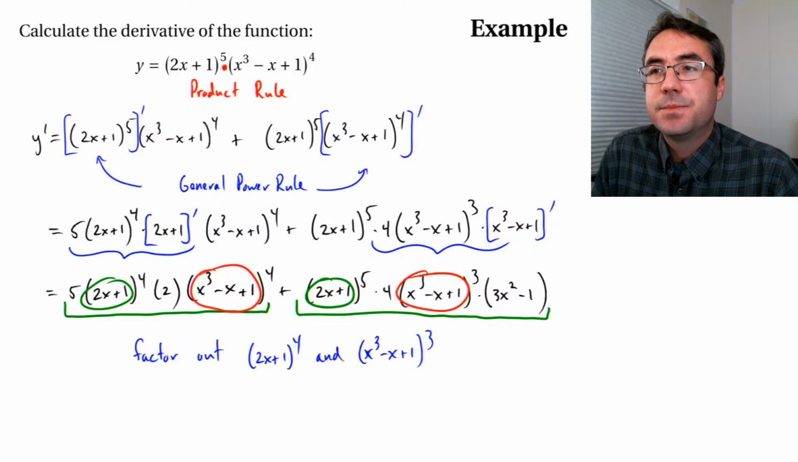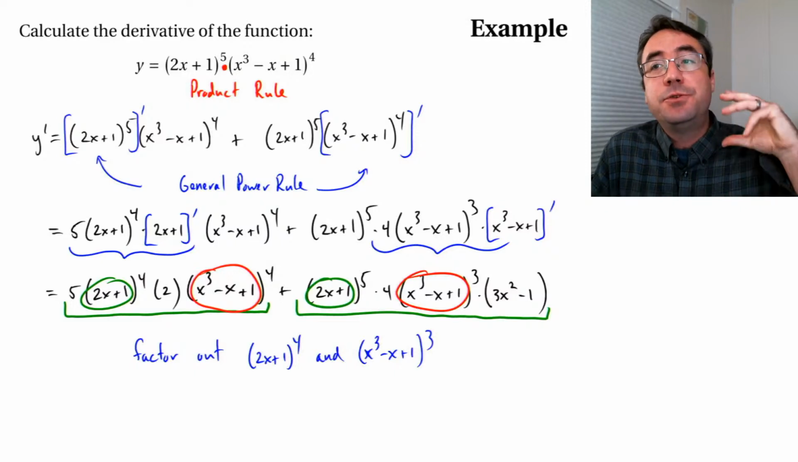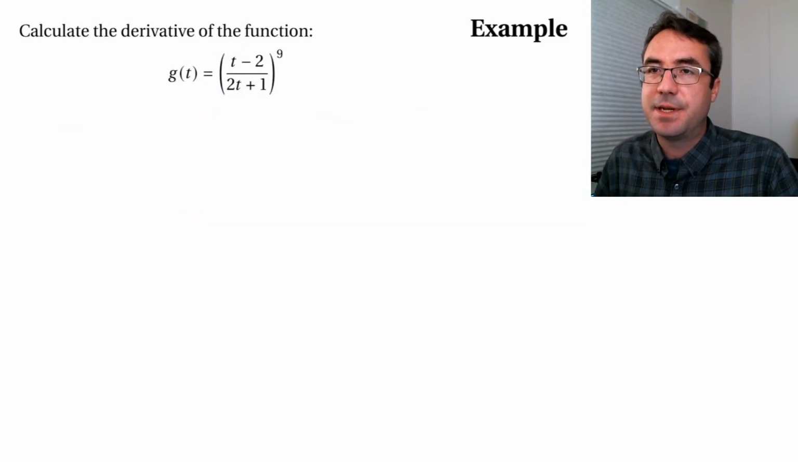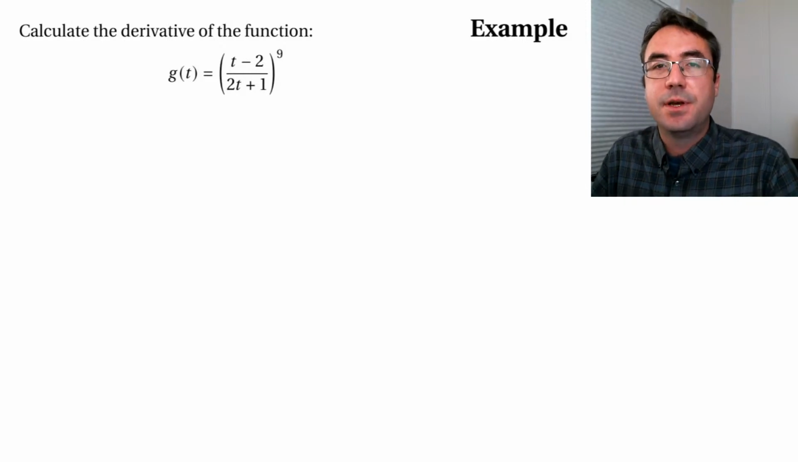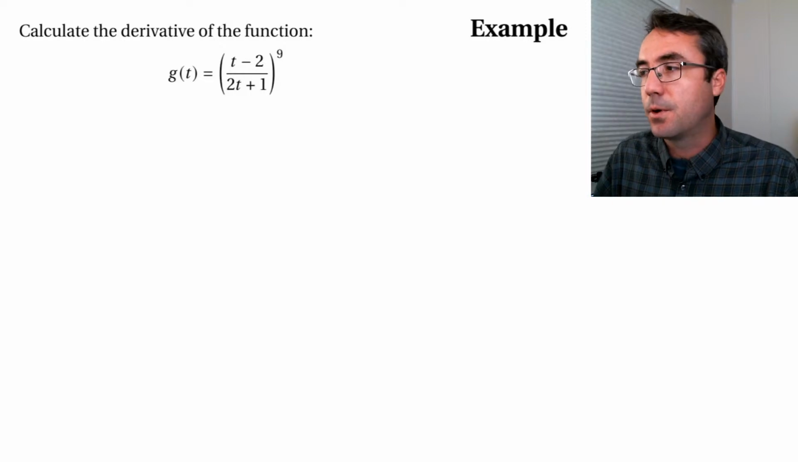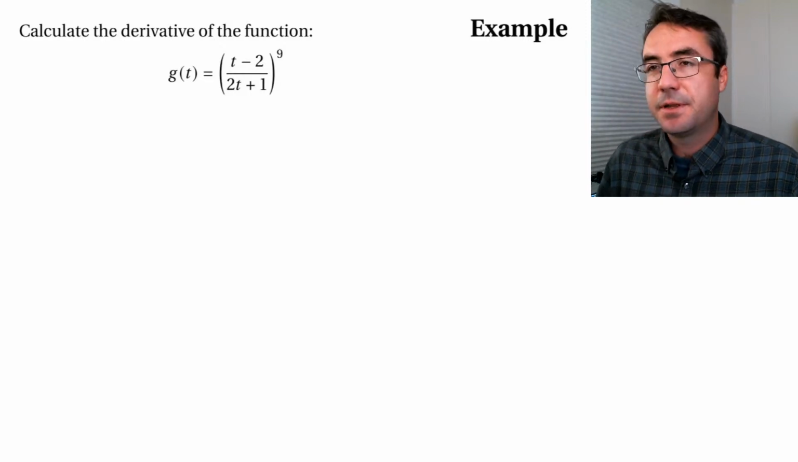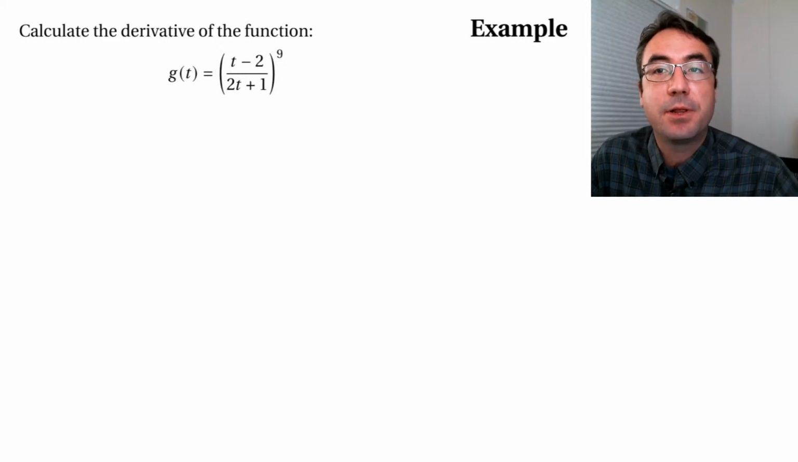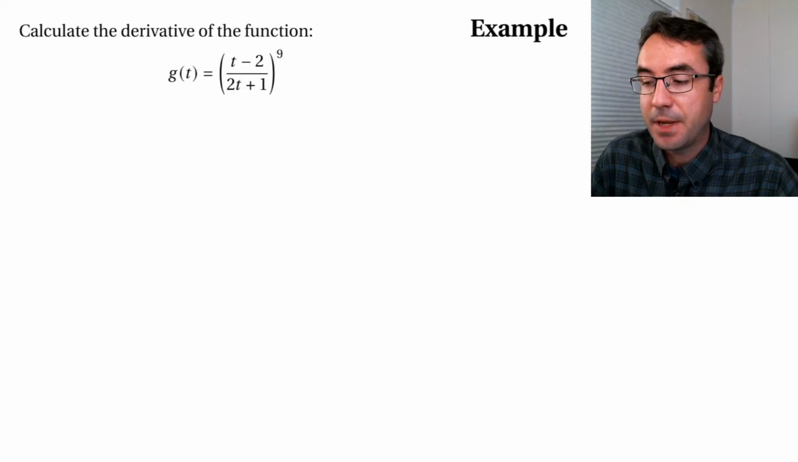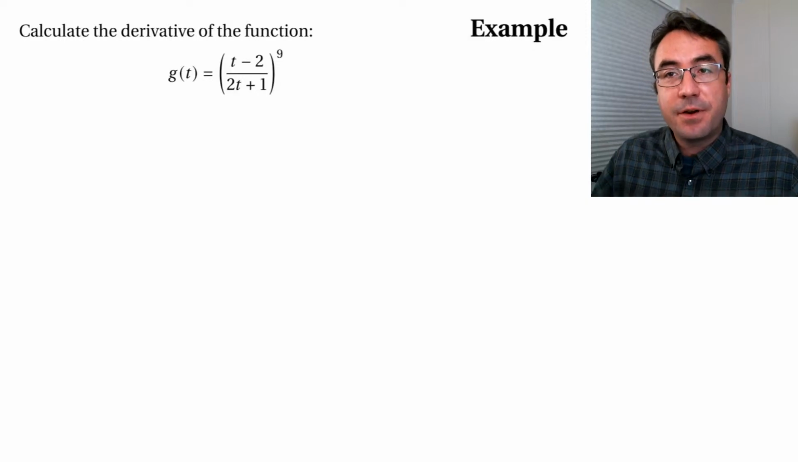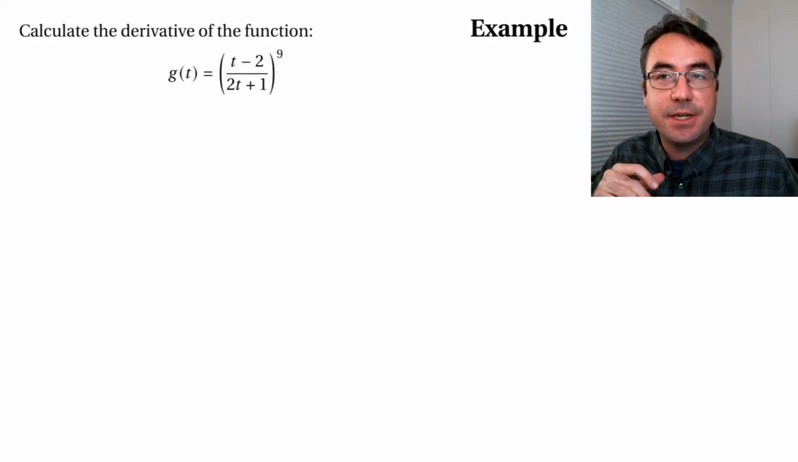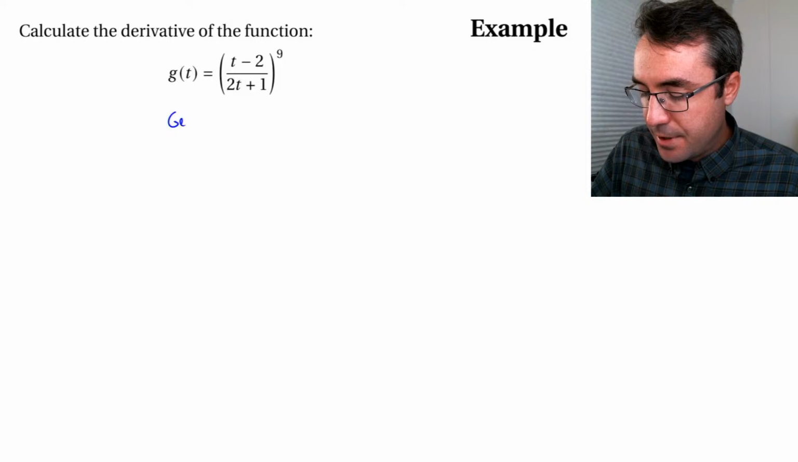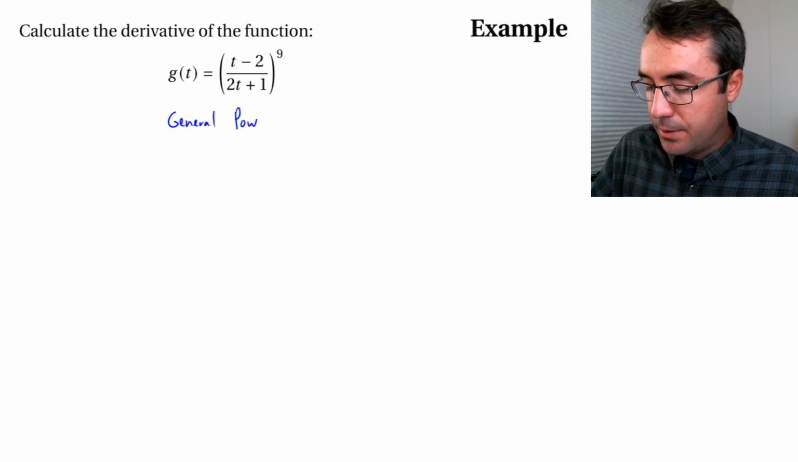All right, let's try another example of just doing multiple derivative rules. So we just want to really practice these. This is really what it comes down to. The more practice we get doing derivatives, the better off we'll be going later into the course. So let's look at this one. We have this function g(t) equal to ((t - 2)/(2t + 1))^9. And when we look at this, the very last thing that's happening to this function is that raised to the power 9. So what we start with is the general power rule, chain rule.